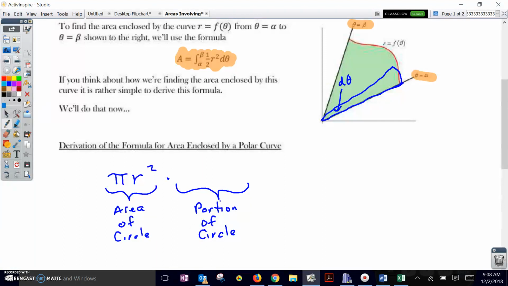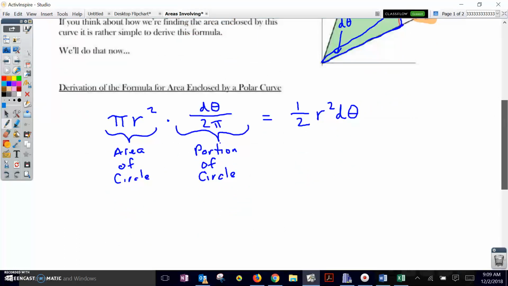And since the angle of this little wedge is d theta, the portion of the circle we're looking at is d theta over the entire angle formed by a circle, which in radians is 2 pi. And then multiplying these two things together, we end up with 1/2 r squared d theta for the area of that little sector, and then we use the integral to add up all of those infinitely narrow circular sectors.